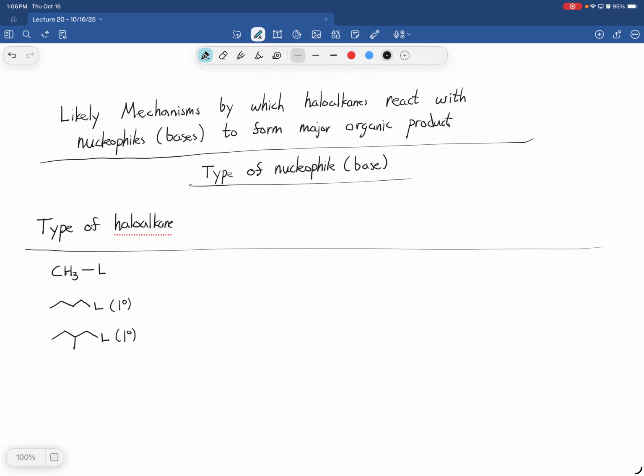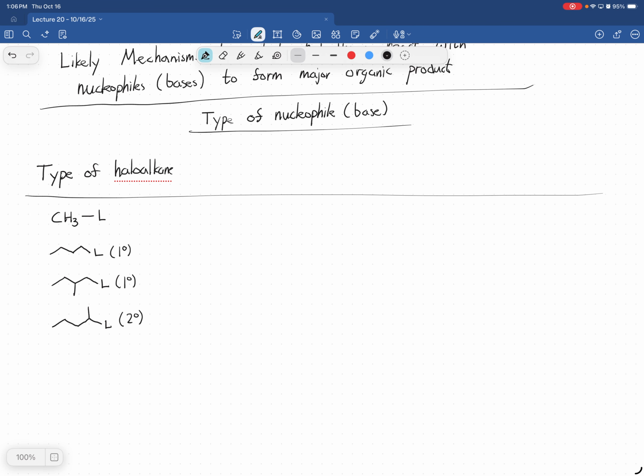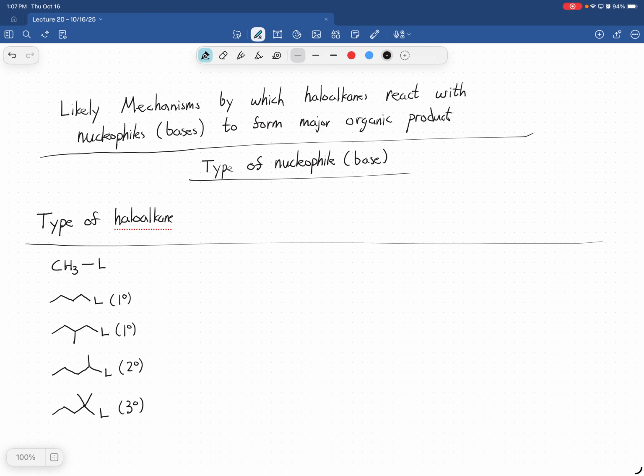And then we have secondary. These are some examples. They can be different carbon chains too, but generally speaking, this is the list. And lastly, we have tertiary, like this. Those are all the types we can have.